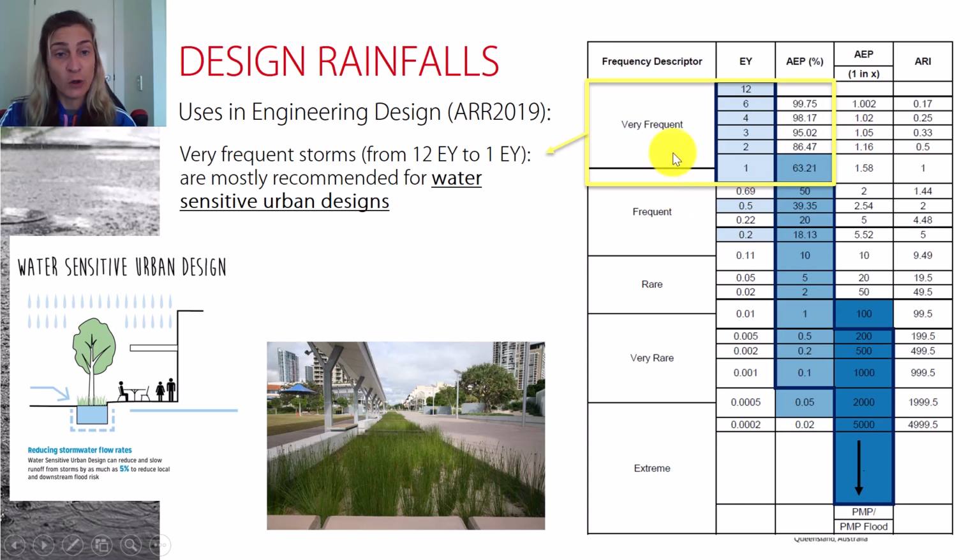The very frequent storms, which are the ones from 12 EY to 1 EY, are mostly recommended for water-sensitive urban designs. These designs are the ones designed to help reduce or slow the runoff in urban spaces. So they usually reduce the flood by 5%. They help to minimize the minor runoff issues, and that's why for those designs, we usually use a very frequent rainfall event. So it's not like a huge storm.